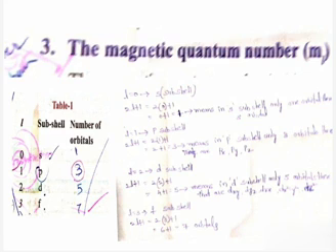This is shown by ML, and it explains the orbitals. The magnetic quantum number M values all depend on the angular momentum quantum number values.